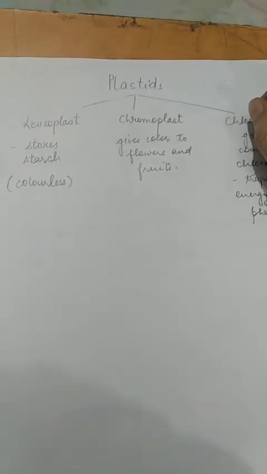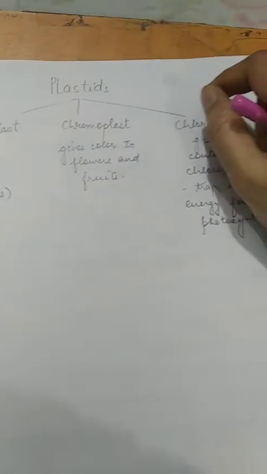As we all know, plastids are of three different types: leucoplast, chromoplast and chloroplast. Leucoplasts, if you remember, are colorless plastids that store starch. For example, they are present in potatoes. Chromoplasts are the plastids that give color to the flowers and the fruits.